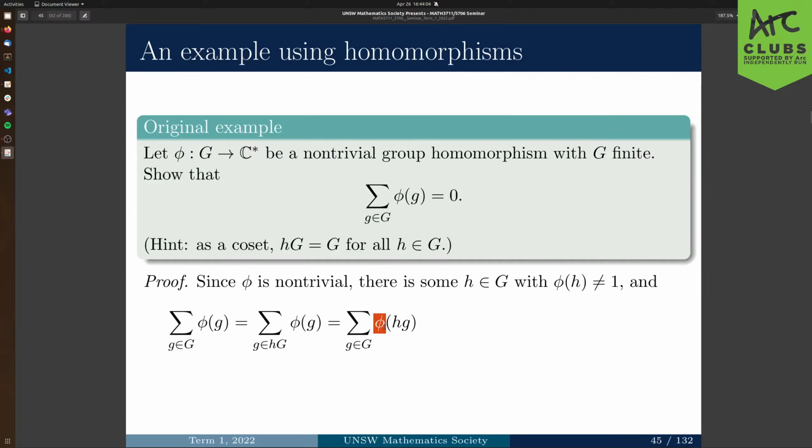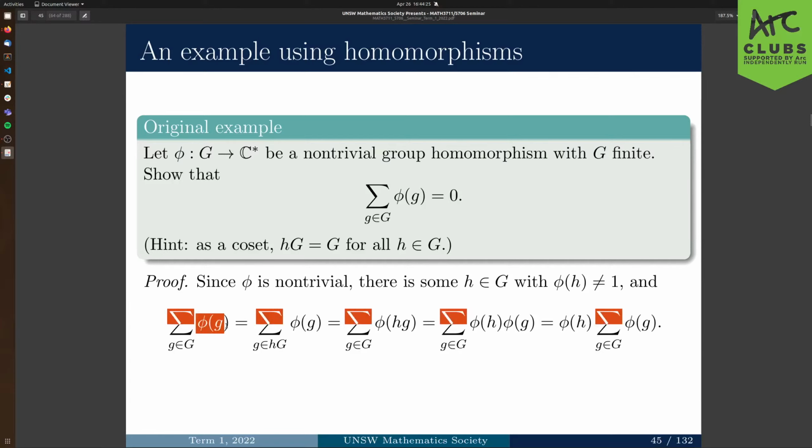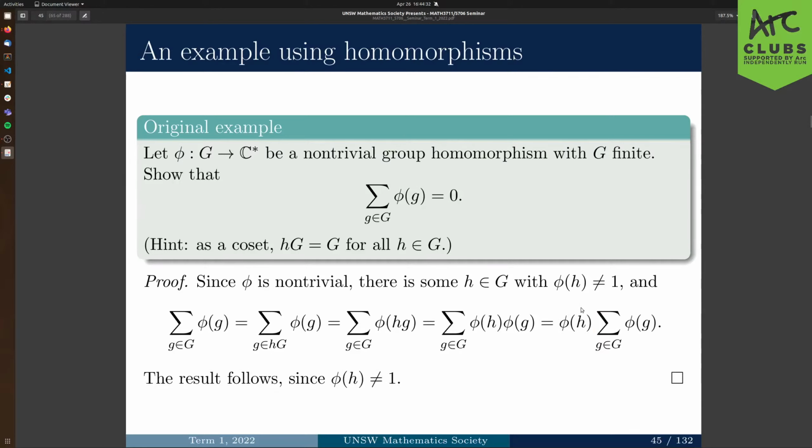But now I know that this phi here is actually a homomorphism. So I can say that phi of Hg is actually just phi h phi g, right? And that's kind of, as I said, where we're going. We can now pull this phi of h out the front because it doesn't depend on this index variable here. But what I've got is I've got something here. It has reappeared after I've essentially multiplied by something that's not 1. So the conclusion follows from the fact that phi of h is not 1. The only thing left to say is that this sum here actually just had to be 0, right?